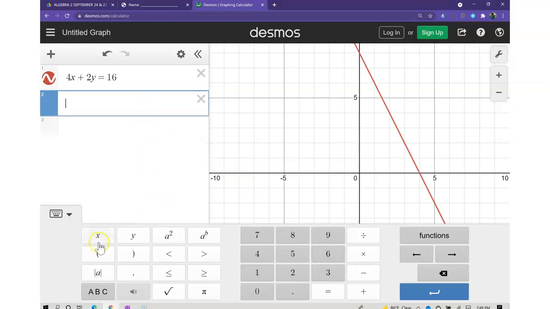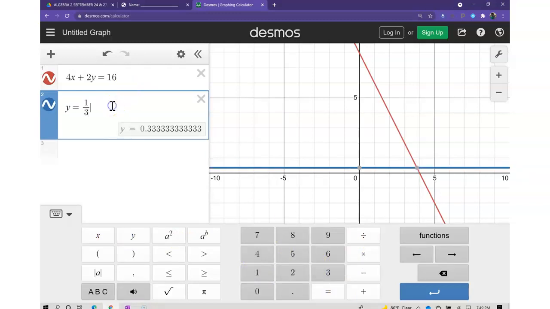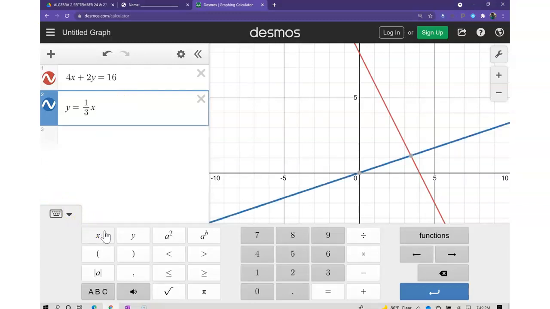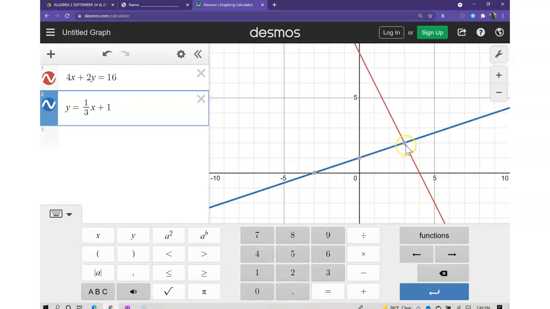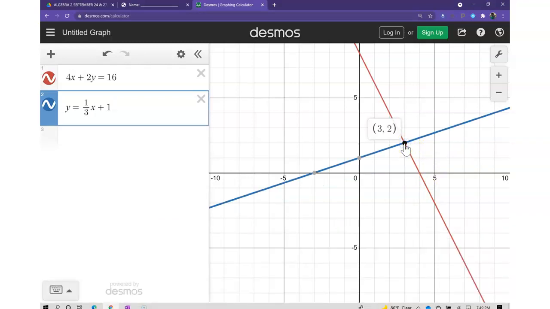And then we have y equals 1/3, right? Here's your fraction, 1/3, x plus 1. And our answer was 3, 2. Remember that on the test, you can check your answer just like this, just writing it in standard form, and you'll get the right answer, okay?